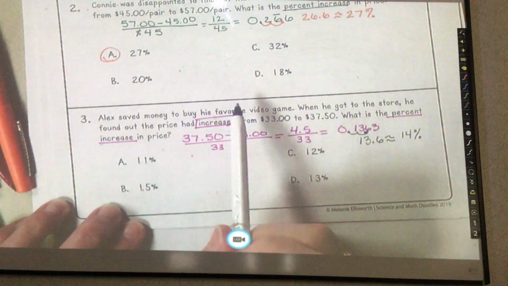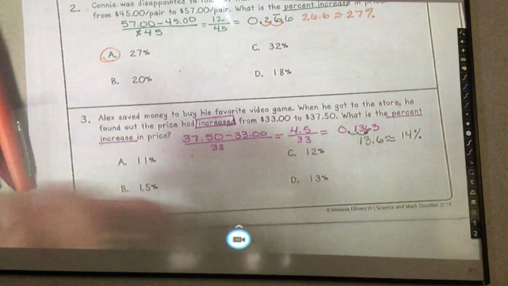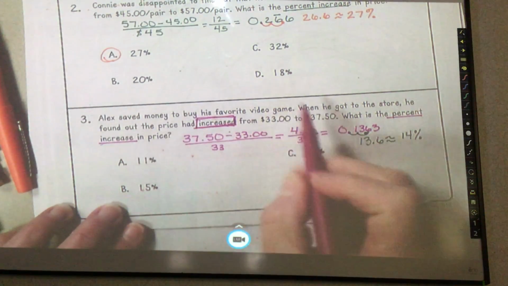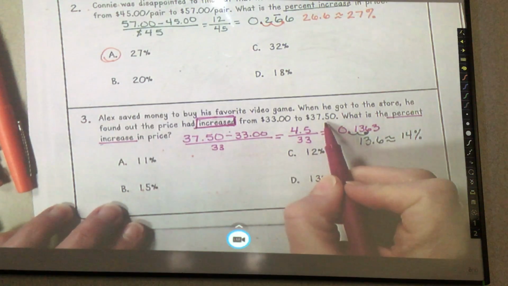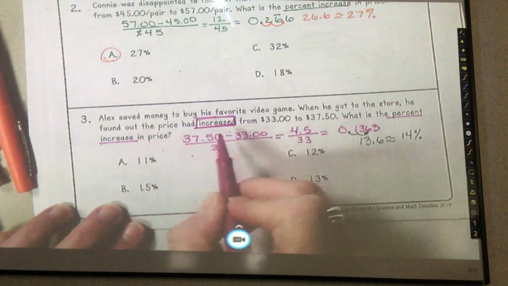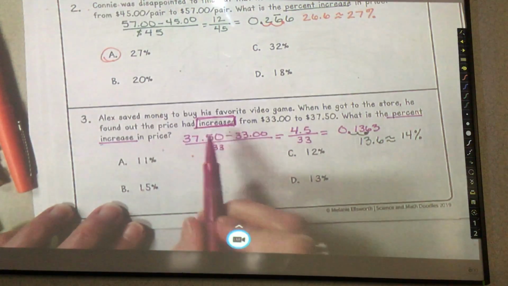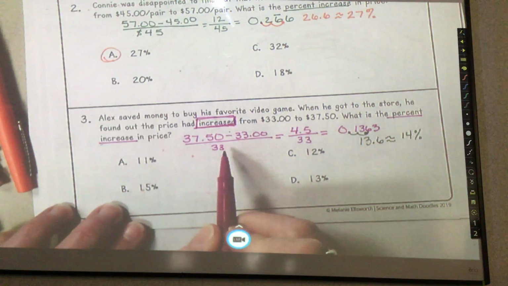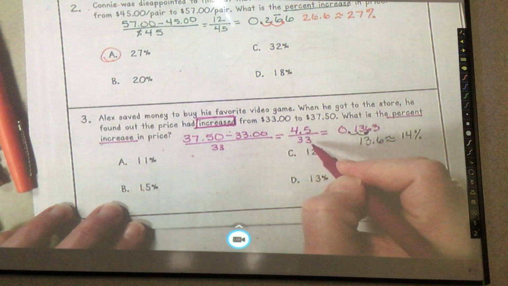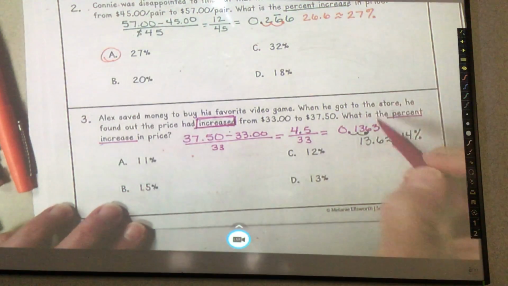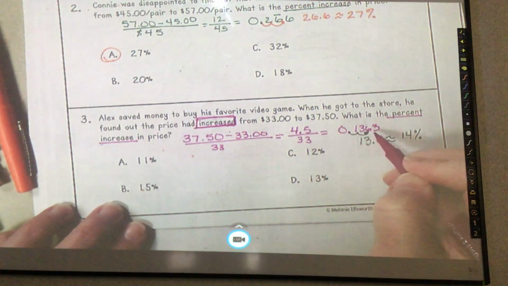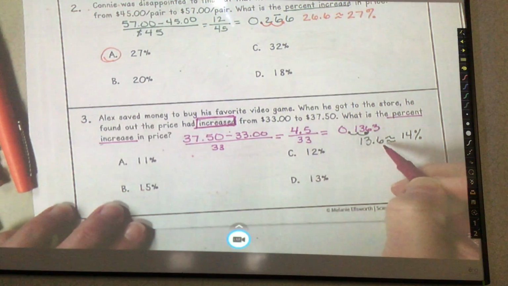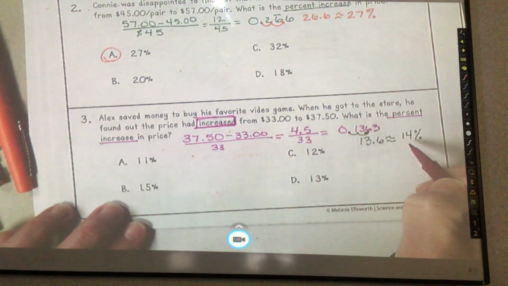If you guys noticed, I was doing it as you were doing it. I read it to myself and I boxed up that it says increased from $33 to $37.50. What is percent increase? I underlined percent increase. I did my change, my greater minus my lesser over my original amount, which is $4.50 over 33. Which then I put in my calculator and I got 0.1363, which my decimal would be 13.6. If you round that correctly, it should be rounded to what?